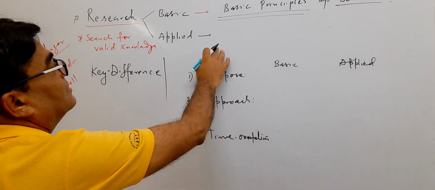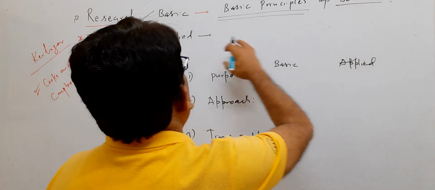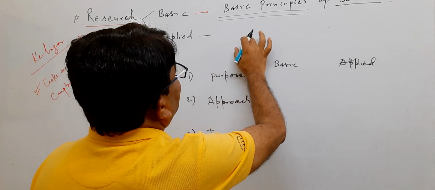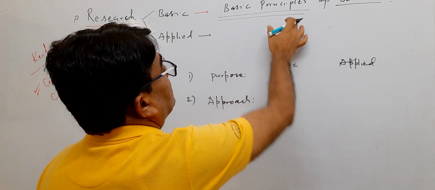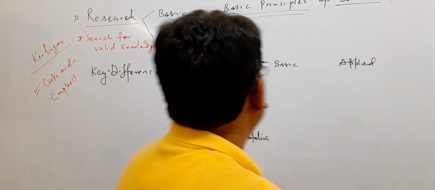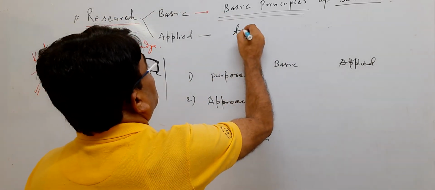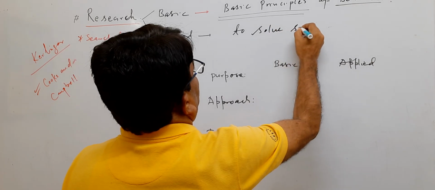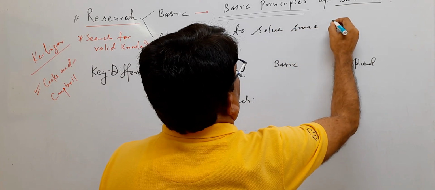Applied research is aimed at solving some practical problem. So applied research is problem focused. Applied research is conducted to solve some practical problem.